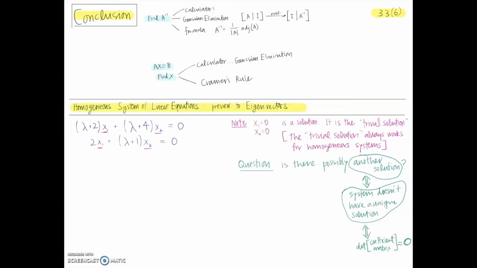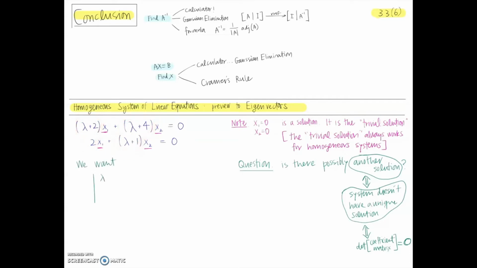If the determinant of the coefficient matrix equals 0, then we know that the system has more than one solution. And that's kind of what we're looking for here. We want to know, does this have a solution other than the one we already know about? If it does, then the determinant of the coefficient matrix has to equal 0. Well, let's throw these coefficients into a coefficient matrix and see what happens when the determinant is 0.